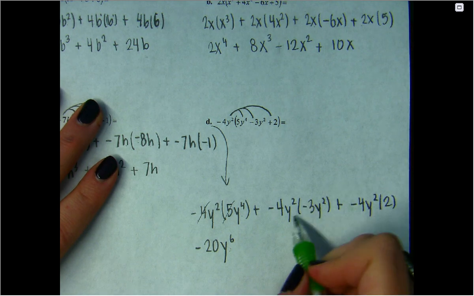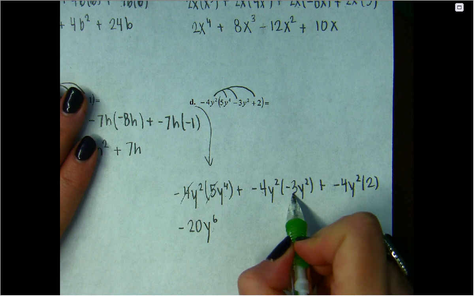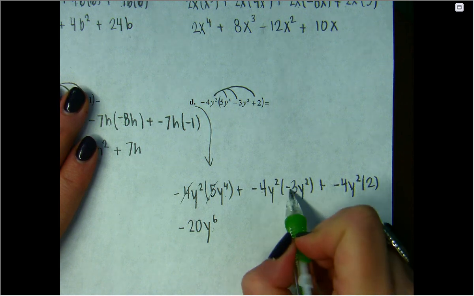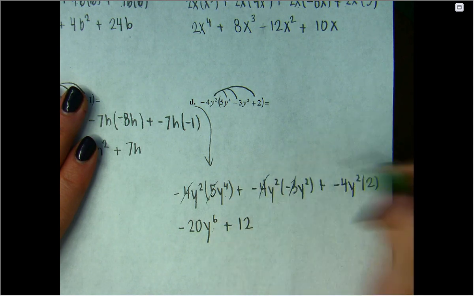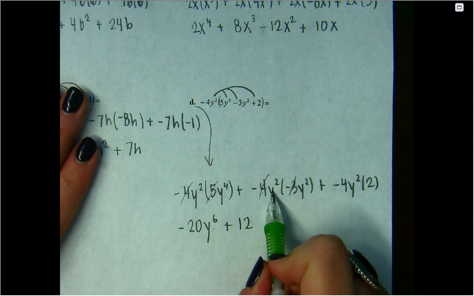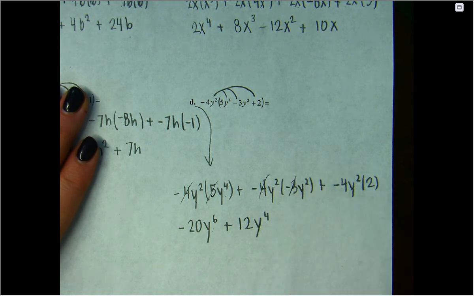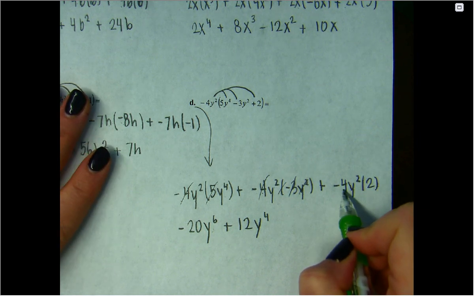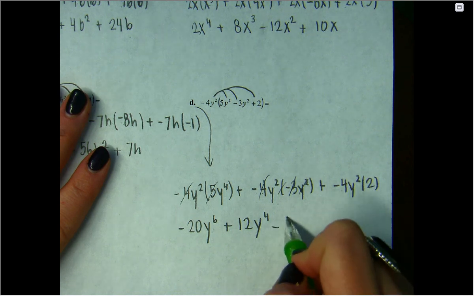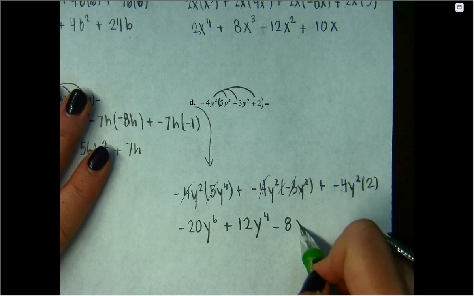Okay, next one, let's look at the numbers first. So I get negative 4 times negative 3, okay, well, negative times a negative is a positive, and 4 times 3 is 12, so this is plus 12, okay? And then I'm left with y squared times y squared, and I add my exponents, so that's y to the 4th. Okay, and then lastly, I'm looking at my numbers, so I get negative 4 times 2. Okay, so negative 4 times 2 is negative 8. And then the y squared, well, I guess there's nothing to combine it with, so it just comes along for the ride.